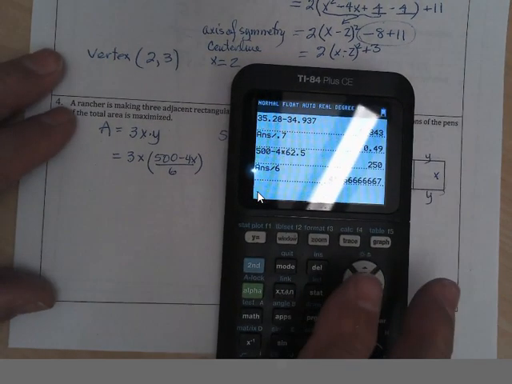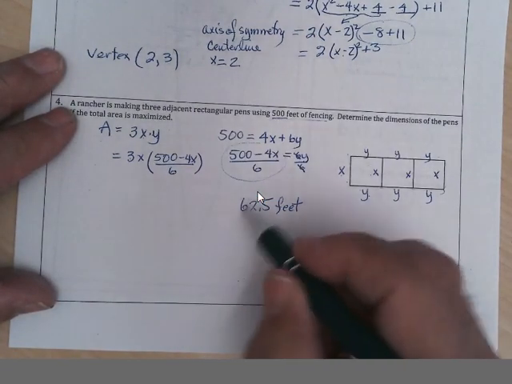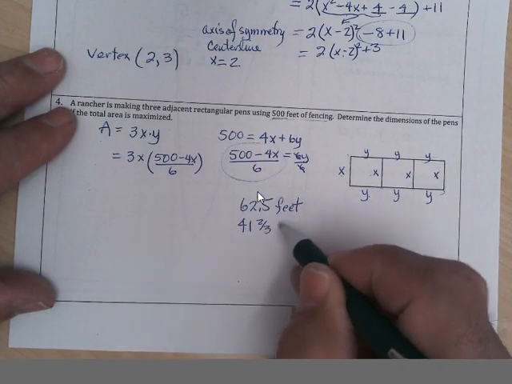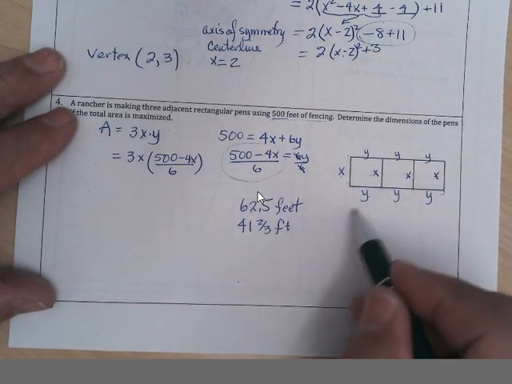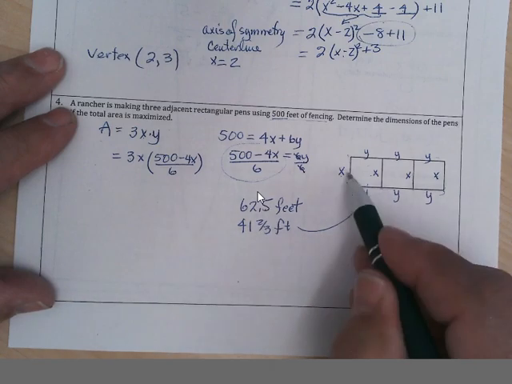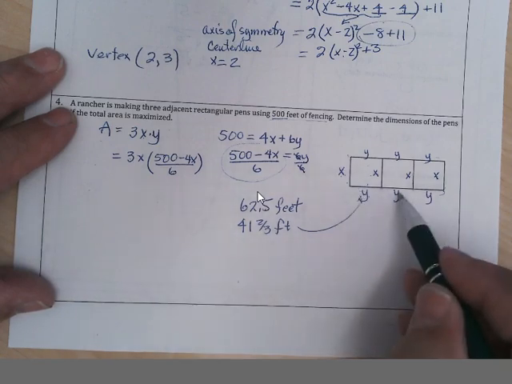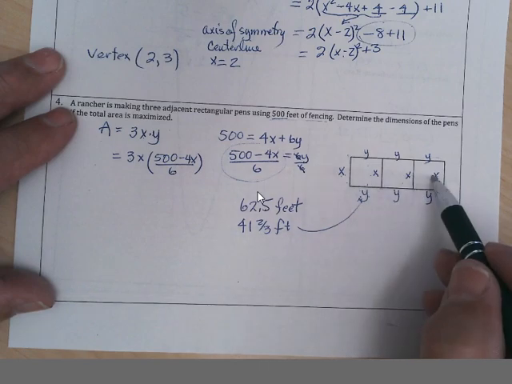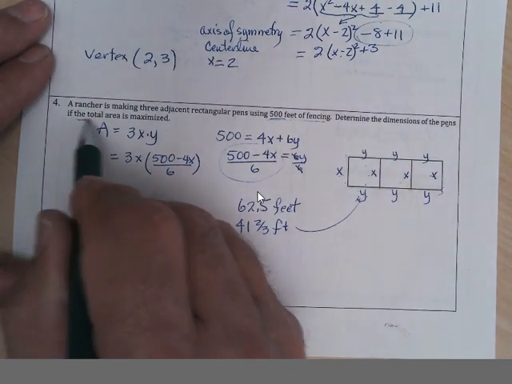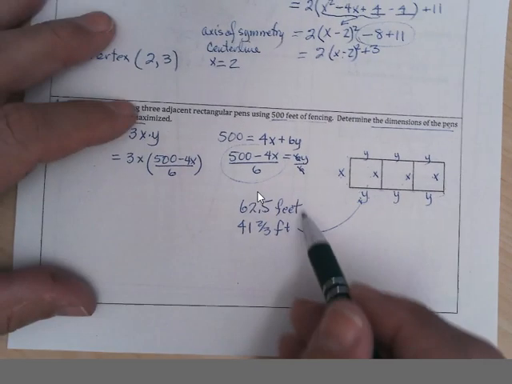and that'll tell me that 41 2/3 feet is how much 1 y is. So each pen would be 62.5 feet by 41 2/3 feet. And that would be the dimensions of each pen. Determine the dimensions of the pens if the total area is maximized. So this is what I wanted.